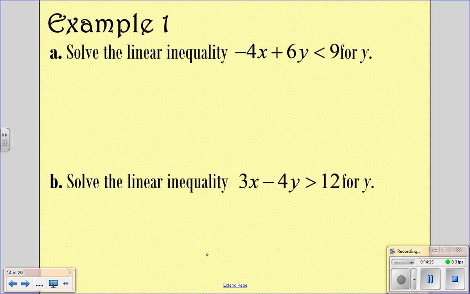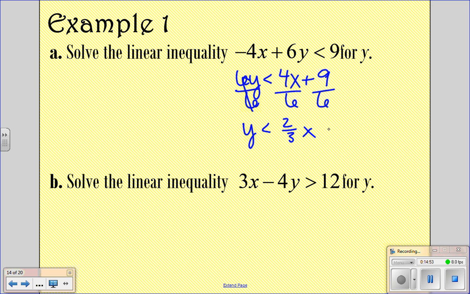We're going to start by solving the linear inequalities for y. So you do these almost just like you would with an equation. We're going to start by adding the 4x. So we'll have 6y is less than 4x plus 9. Then we're going to divide by 6. So we get y is less than 4 over 6, which is the same as 2/3 x. And then 9 over 6 is the same as 3 over 2. So this would be how you would solve it for y.